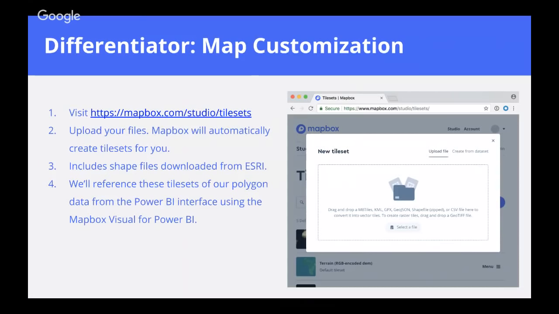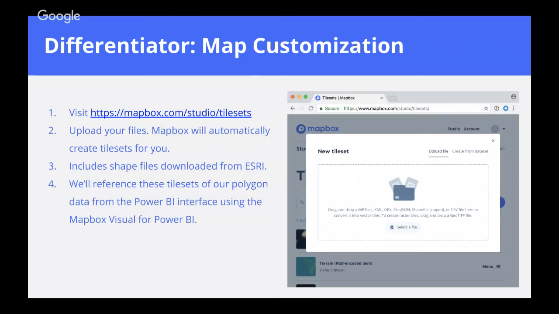The main differentiator when it comes to Mapbox and Power BI is the ability to do map customization in Power BI. Whether that's importing your own shape files into Mapbox and visualizing them in a dashboard, or creating a custom style in Mapbox Studio and using it to provide context to the map, customization is really where Power BI's strengths lie. So why should you care about that?